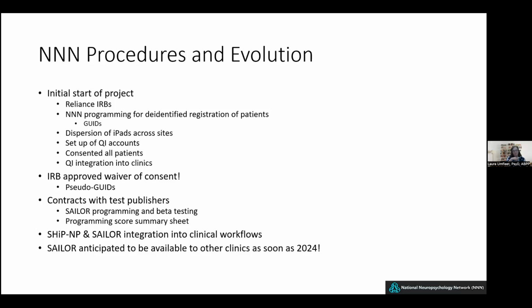So this is just to emphasize that this process has been a humbling process. There are multiple steps, as you know, with trying to develop technologies. It's not just boom, it's ready to go. It's not easy. It takes time. And so there's a process of getting through the IRB, getting things set up from the technology perspective, building the technology, getting an ID identifier methodology down. We were able to get IRB approval for waiver of consent, which was super huge for collecting data. And now we're in a phase where we're integrating the SHIP-NP and the Sailor technologies into clinical practice as well as Q-interactive.